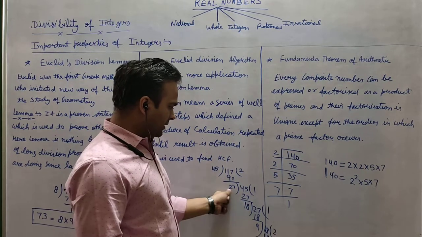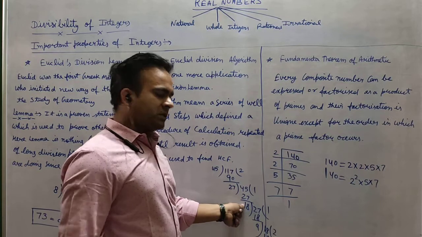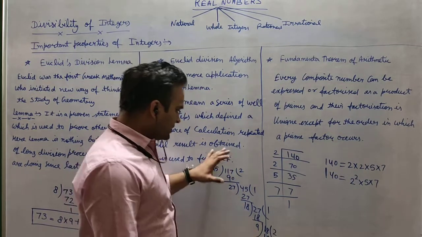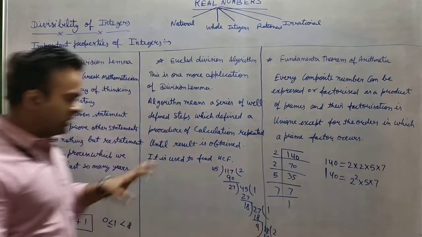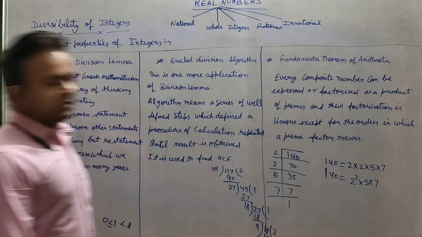The remainder will divide this one. Again we are getting a remainder. The remainder will divide the previous divisor, until and unless we are getting 0. So this is a pattern which we are trying to see. Why are we using this pattern? This is the way to find the HCF.